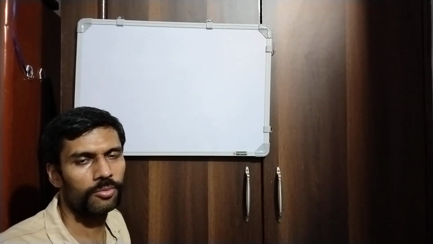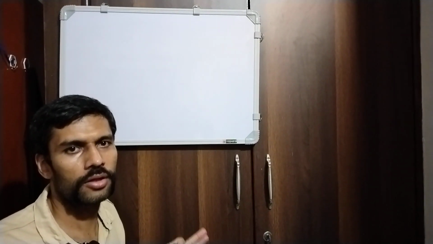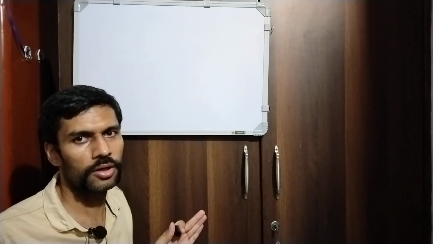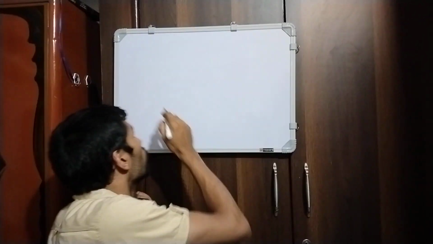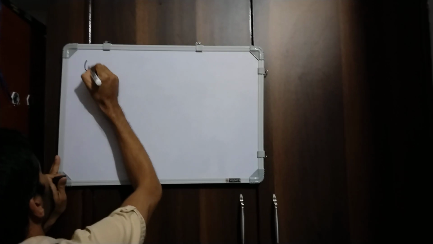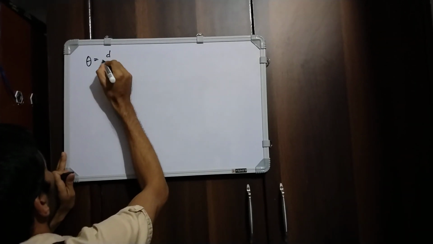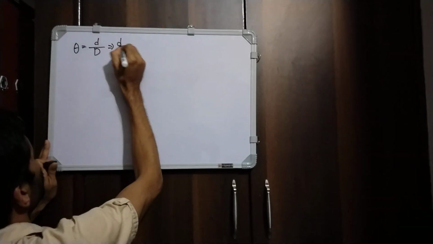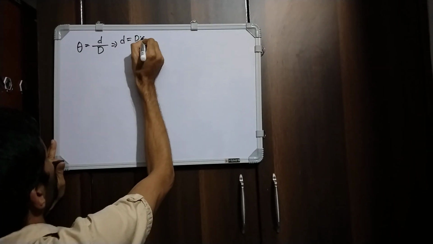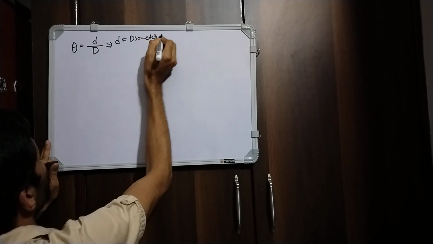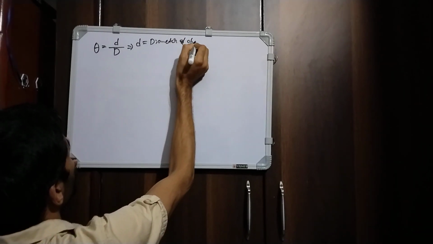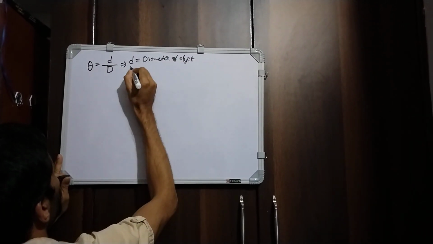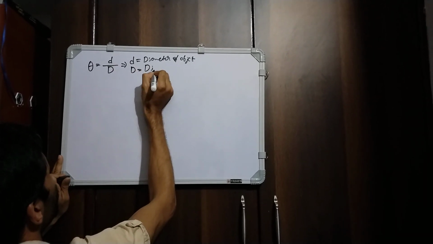Yesterday we have seen about visual angle and how to calculate the visual angle without using trigonometric tables. I will just remind you, visual angle theta is equal to small d divided by capital D, where, as we have already seen, small d is equal to the diameter of the object and capital D is the distance of the object from the observer.